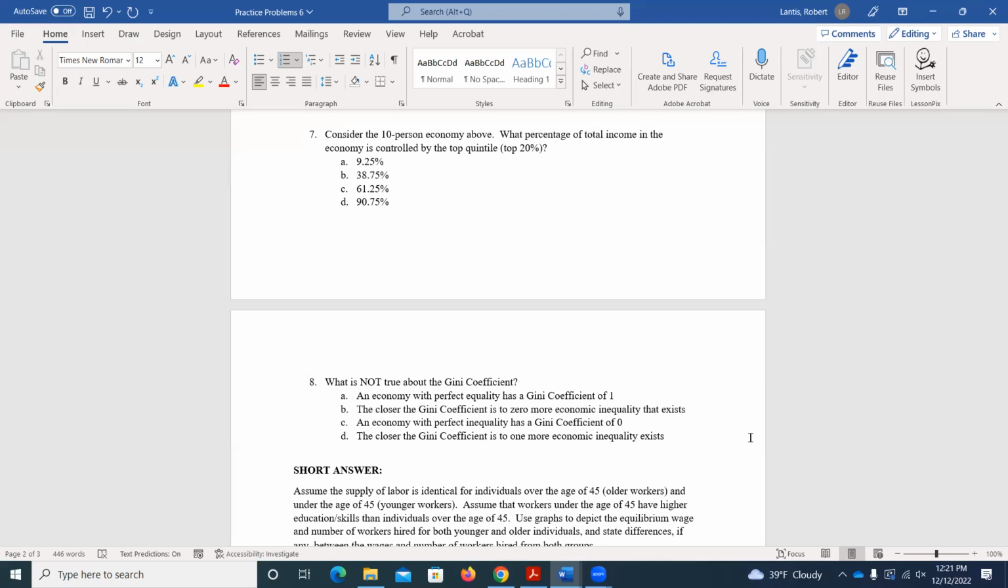So hopefully the only one that isn't true now is D, which says the closer the Gini coefficient is to 1, the more income or economic inequality exists. Well, if I'm getting closer to 1, I'm actually getting closer to perfect equality, not inequality. So that's the only one that doesn't make sense. I'm not going to make you do calculations with this Gini coefficient, but I will expect you to know how to interpret it. Thinking about the extremes, 1 to 0, might be something pretty similar to a question like this. Maybe I changed it to what is true.